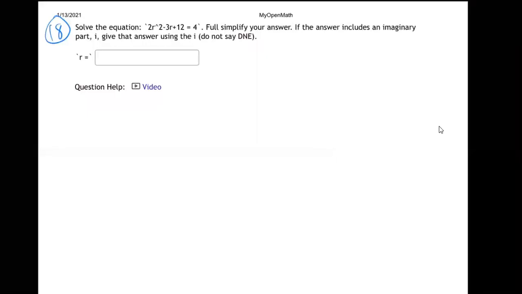Okay, so how are we going to do this problem? Let me write it down here. In fact, I'm going to use x. I don't want to use r's or whatever letters they have. 2x squared minus 3x plus 12 equals 4.